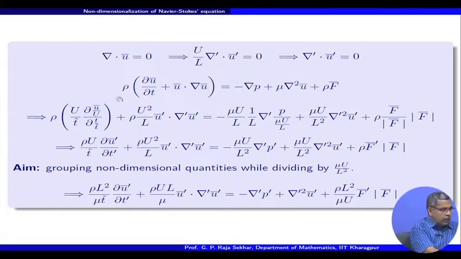Now let us look at the momentum balance equation. What we are trying to do is the same process. Since we have u, we divide and multiply by u, then t divided and multiplied by t. Similarly, u dot grad u and the corresponding pressure, etc. I am sure it will be slightly difficult, so let us do it so that we understand in a better way.